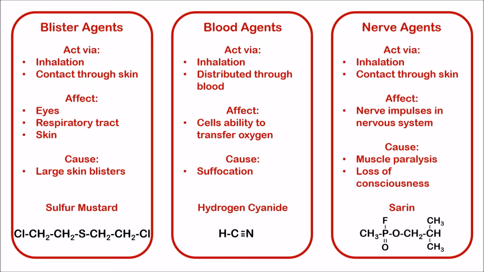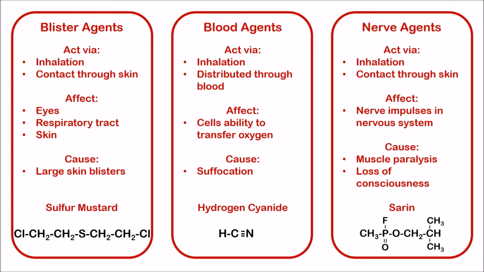They affect the eyes, respiratory tract, and skin, first as an irritant and then as a cell poison. As the name suggests, blister agents cause large and often life-threatening skin blisters which resemble severe burns. An example of a blister agent is sulfur mustard.